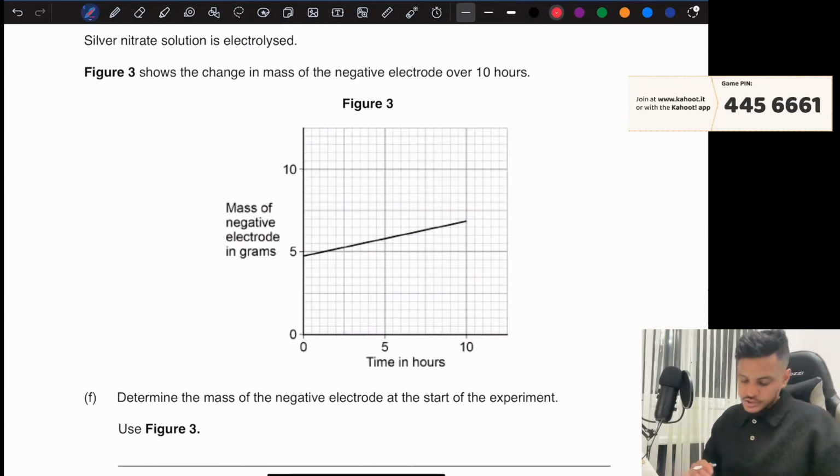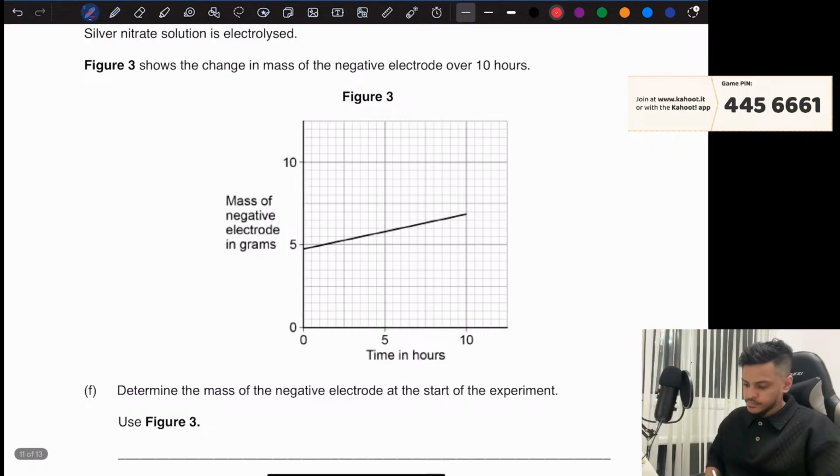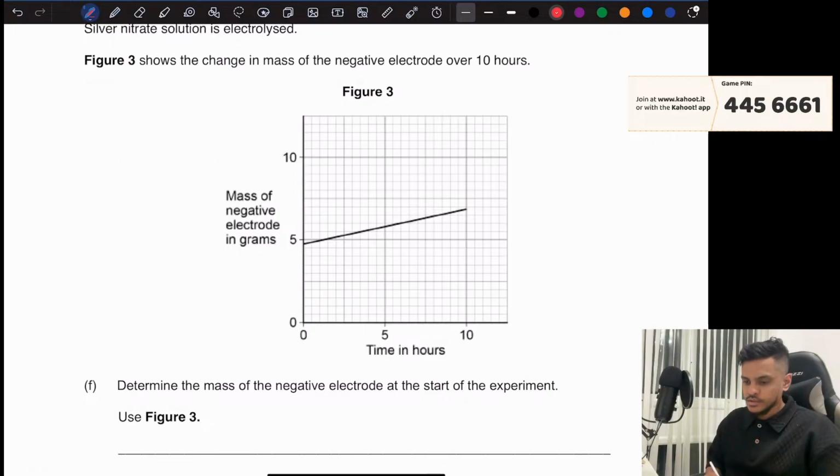Figure 3 shows the change in mass of a negative electrode over 10 hours. Determine the mass of the negative electrode at the start of the experiment. This one sounds complicated. It's not. It's just reading off the graph, isn't it? If you read it as 5.5 but use the same method, you get the mark. Yeah, you would. It's 5.4, 5.5 is fine.